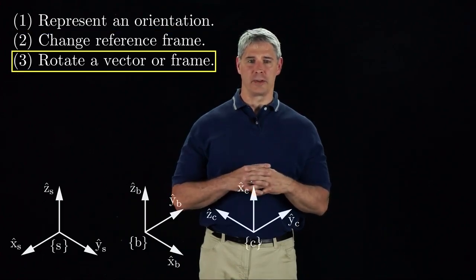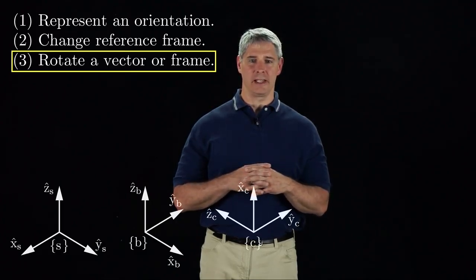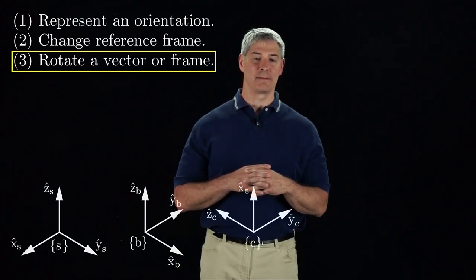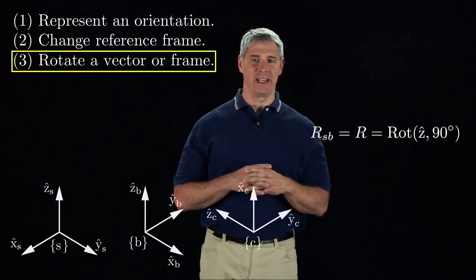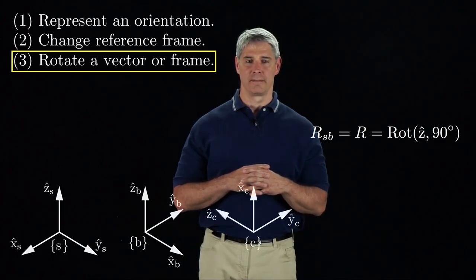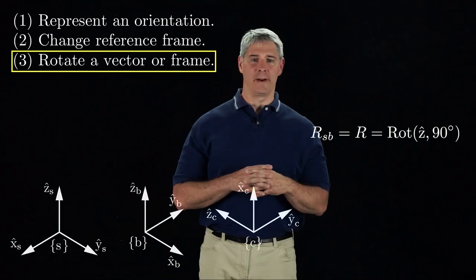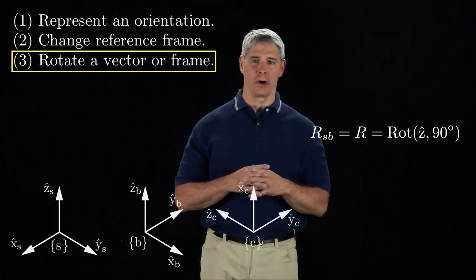The final use of a rotation matrix is to rotate a vector or frame. For example, it is apparent that the B frame is obtained from the S frame by rotating the S frame about the ZS axis by 90 degrees. Thus, we could consider the matrix RSB as an operation that rotates about the z-axis by 90 degrees. If we pre-multiply a vector PB by this rotation operator, we just get a change of reference frame to S coordinates, as we saw before.